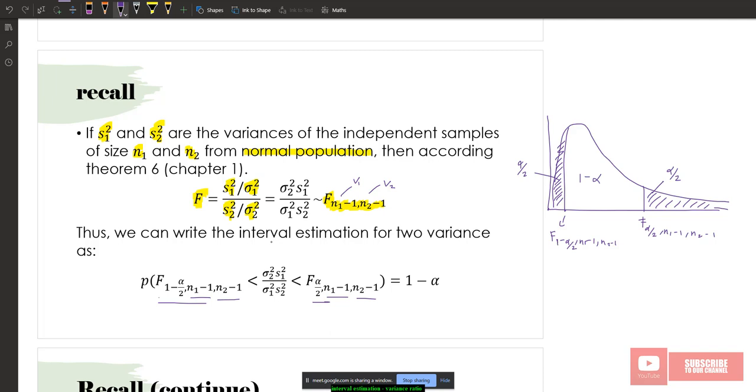Because our statistical table gives the reading on the right hand side, they give alpha on the right hand side. So that's why if you want to find this value, you need to subtract from 1, because the summation of probability is equal to 1.